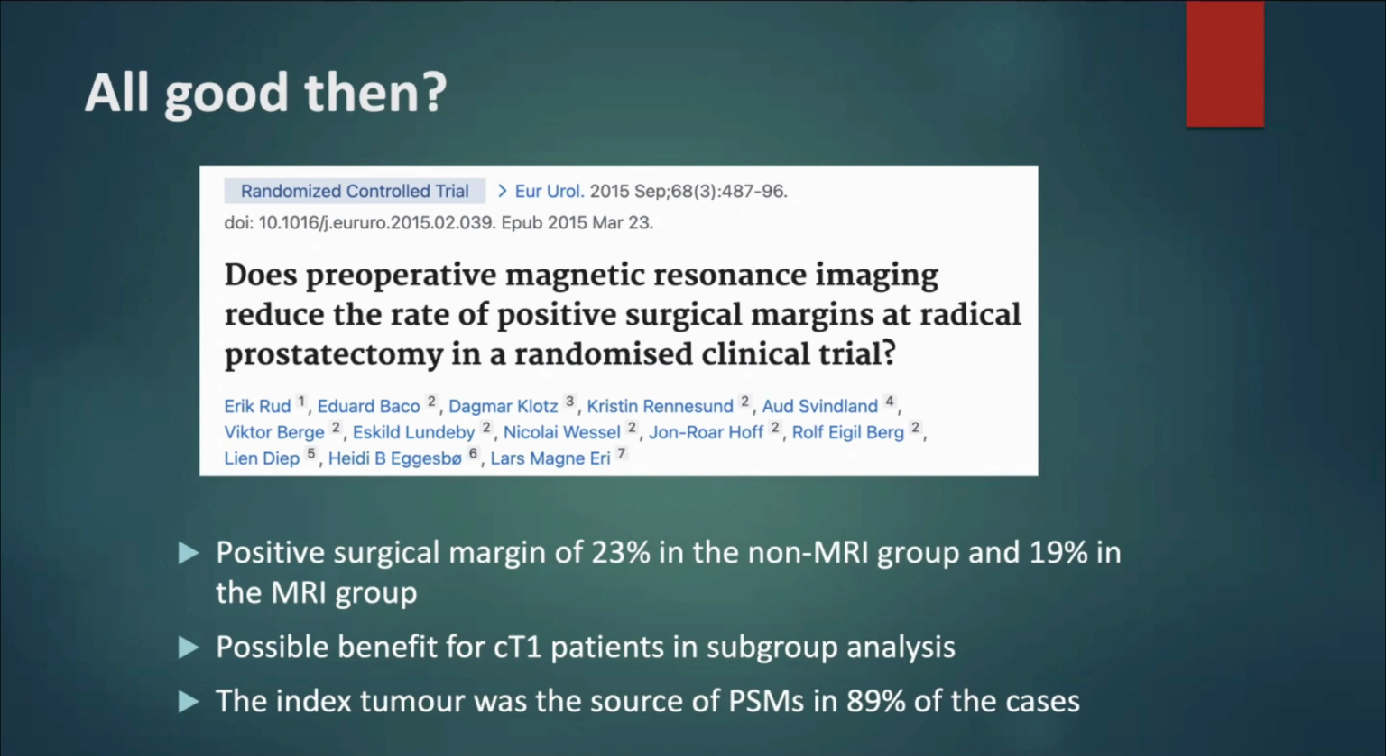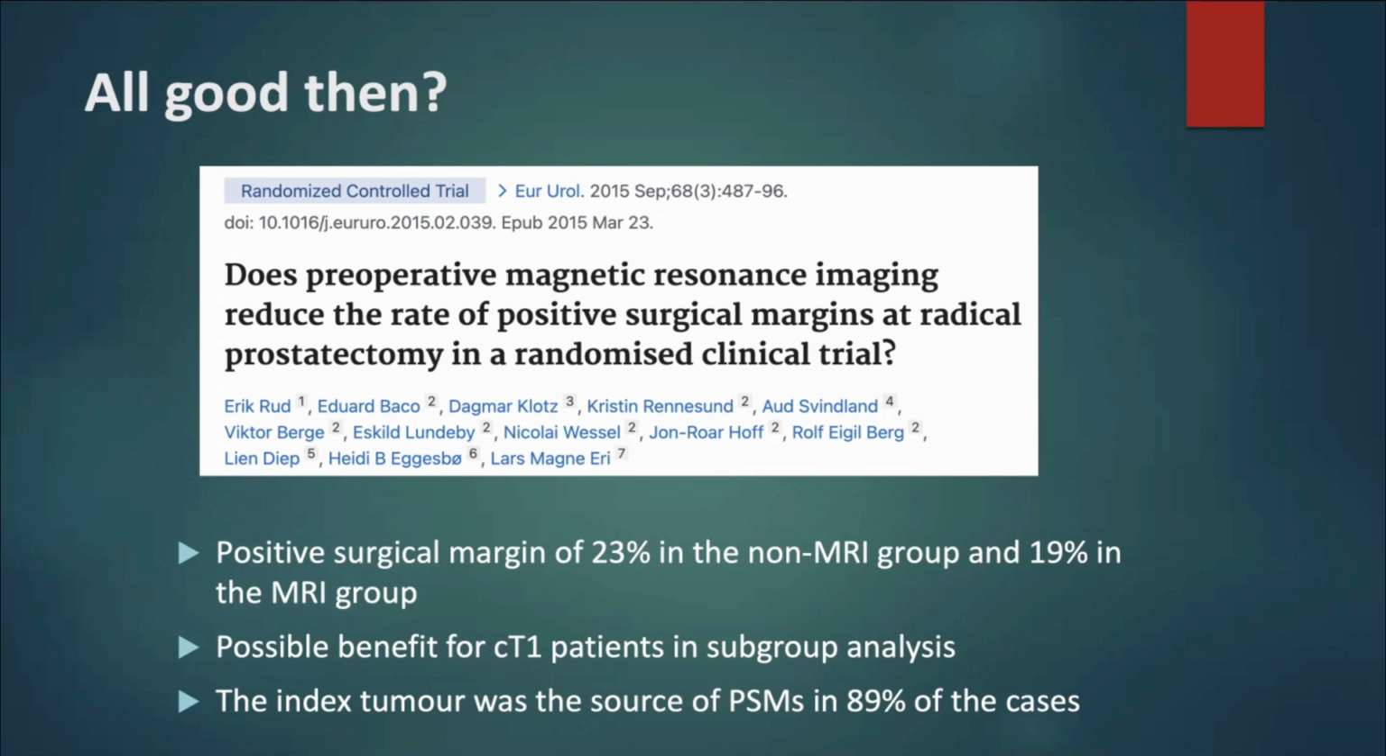Well, on that, there are definitely some studies which don't play out that improvement in positive surgical margins. And the problem is that MRI isn't that sensitive as a standalone predictor of EPE, and I'll develop that on the next slide. But I just wanted to share this last paper on this topic, which was published in European Urology, where they randomized 400 men to either an MRI or no MRI. Their positive margins didn't reach statistical significance. It's 23% compared to 19%.